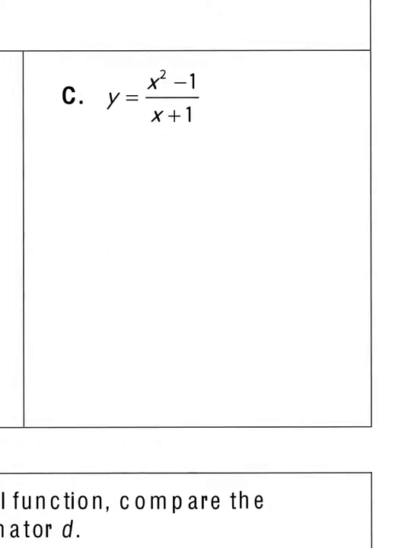And then finally C, you have to factor C on your own. x squared minus 1 factors as x plus 1 and x minus 1, all over x plus 1. So this one has a removable discontinuity. So this is going to be a hole. There is nothing left in the denominator. So there are no vertical asymptotes.